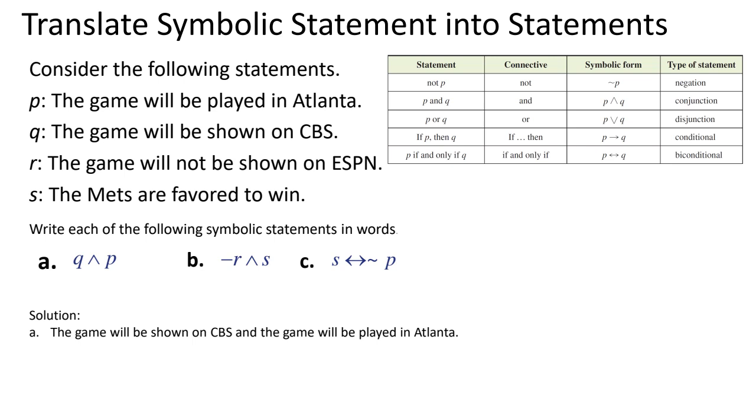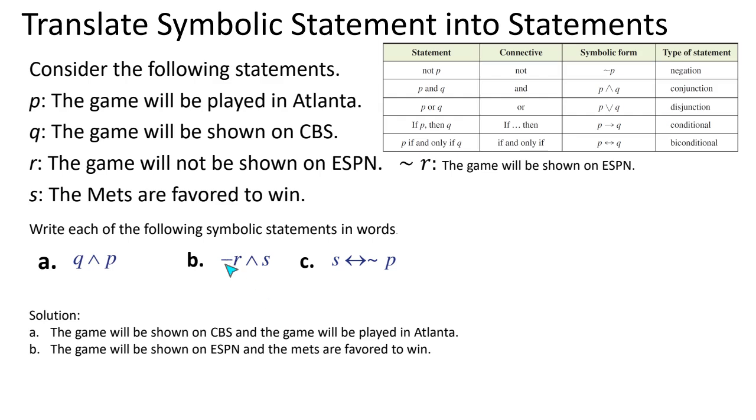Now let's go to letter B. This should be the negation of R. I apologize for my symbol there, but it should be the same as this one, the tilde here. So negation of R: if R is the game will not be shown, then the negation of R is the game will be shown. So I write the game will be shown on ESPN. I have my connective, which is the conjunction, so that's the word and. S, the Mets are favored to win. So the Mets are favored to win.